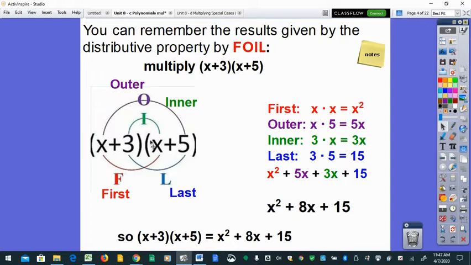You're pretty much going to go probably from here to here. You do not have to write all this out. I'm just showing you where it's coming from. So you might go to here, put your like terms together, and there is your product at the end.